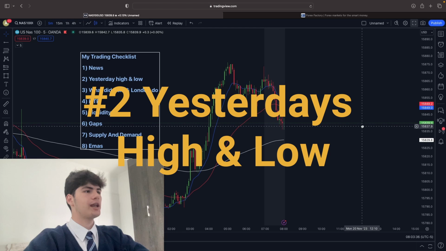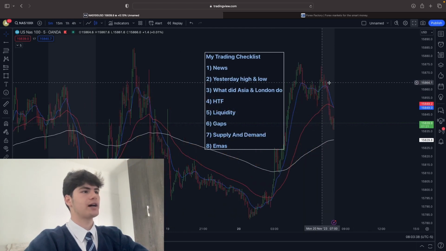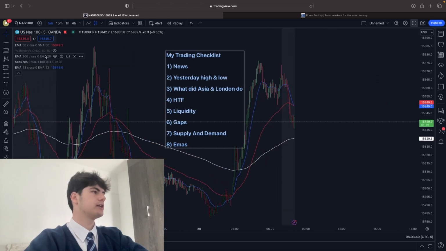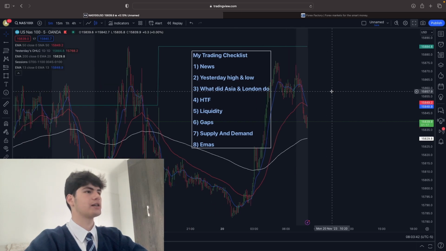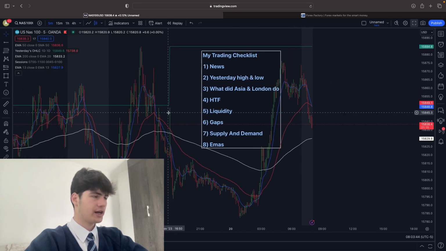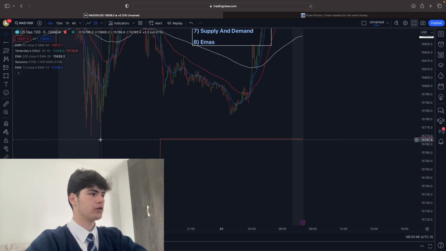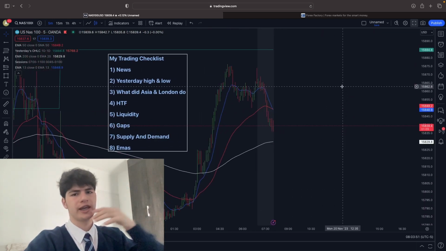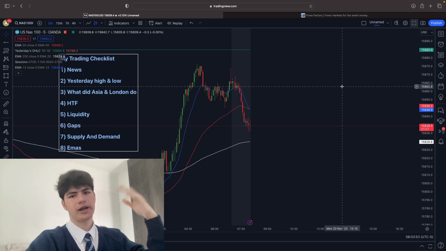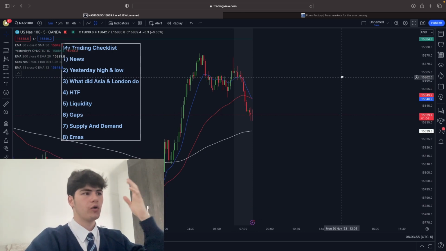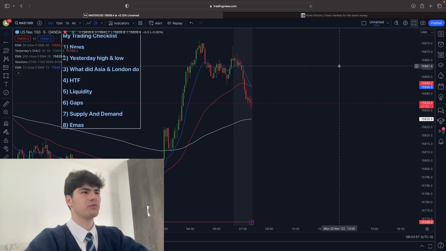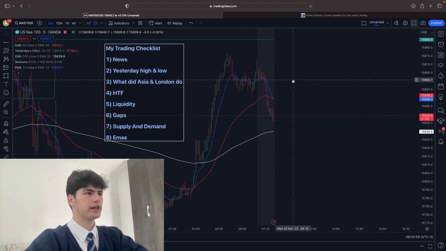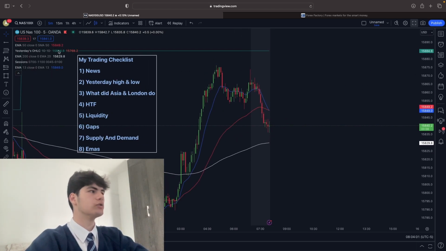The next thing I look for is where yesterday's highs and lows are. I have an indicator here that shows me exactly where they are. There's yesterday's high, which is on Friday, and yesterday's low, right there. I keep those in mind because they give an indication of where the market might come and sweep. It might sweep yesterday's high and low, or it's just going to play in between them. That is a good indication that I look out for first.